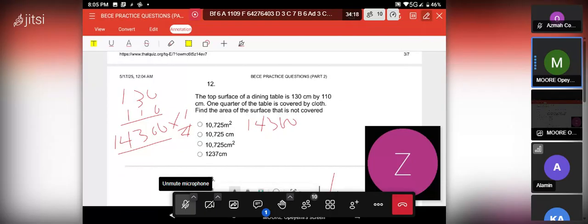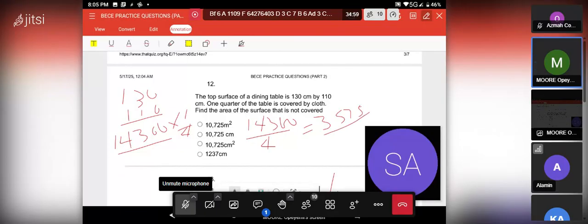14,300 divided by 4. When you divide this by 4, what do you get? 3,575. So they said 1/4 of the table is covered, and according to your calculation, it is 3,575. This is what is covered. Do you agree with me?